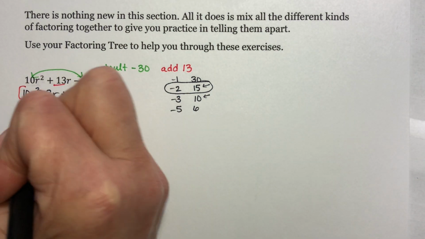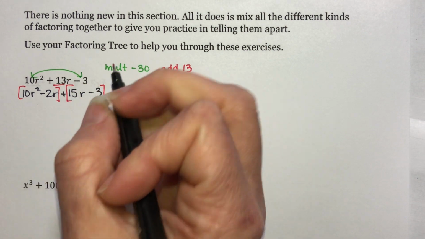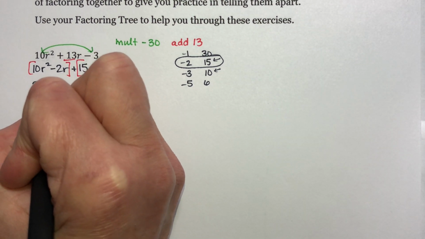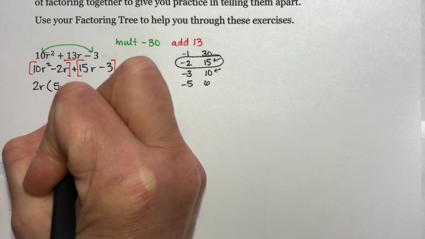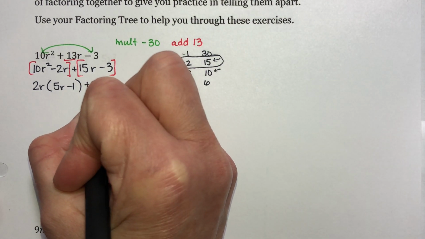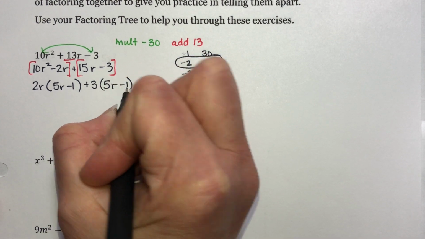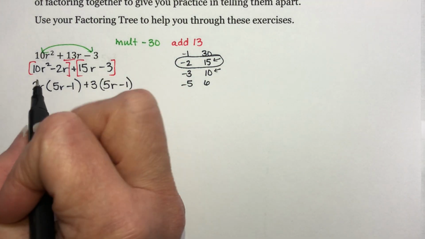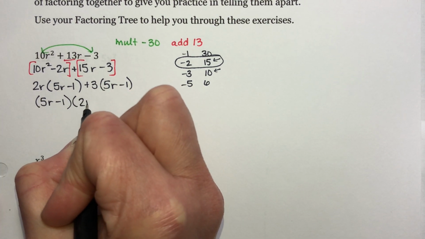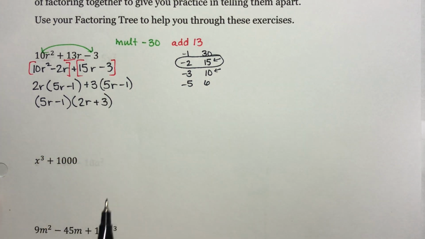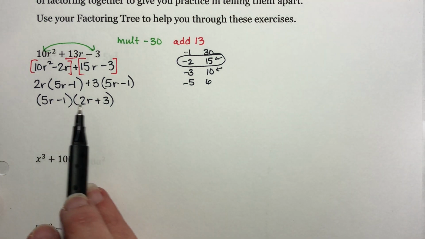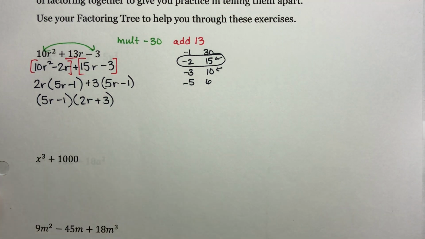And now we can group. From the first grouping, we can factor out a 2 and an r, leaving 5r minus 1. And then from the second group, we can factor out a 3, leaving 5r minus 1. Now I have 5r minus 1 in both of them. So I write it down once, and then I have 2r plus 3 left. Double check that nothing factors further. I don't have a GCF in either one of these. There's no exponent on my variable anymore, so this is my answer.